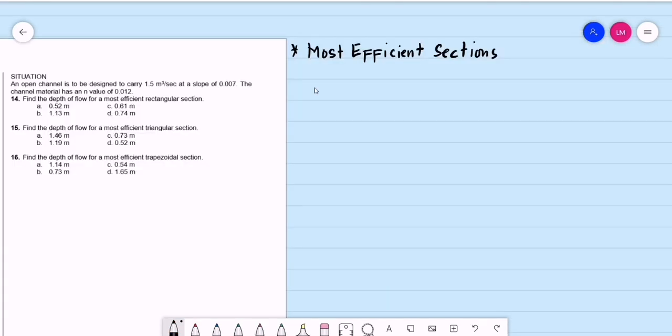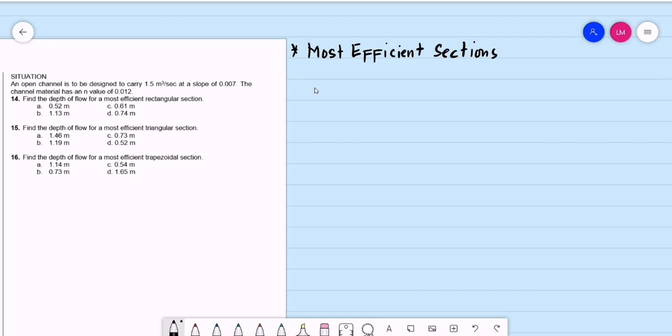Okay, so let's have this example for questions 14 to 16. An open channel is to be designed to carry 1.5 cubic meters per second at a slope of 0.007. The channel material has an n value of 0.012. Number 14, find the depth of flow for a most efficient rectangular section.